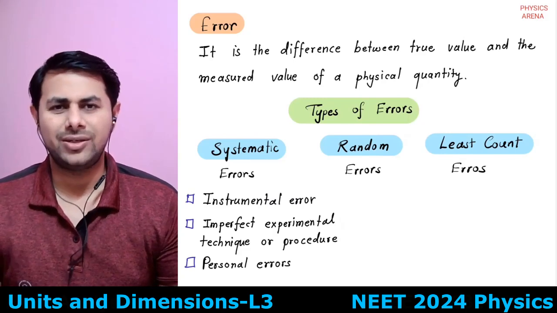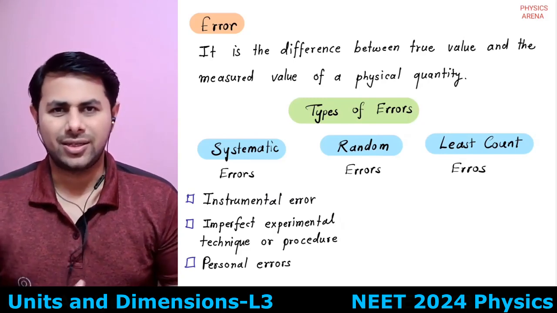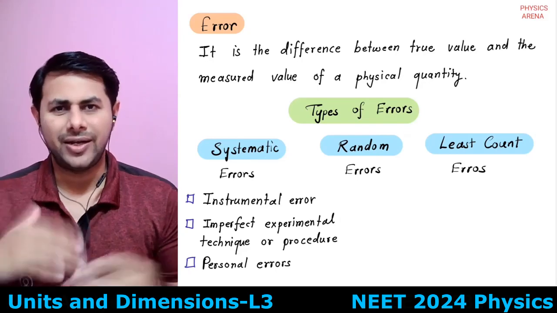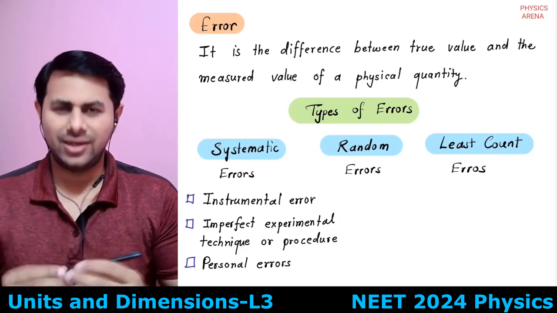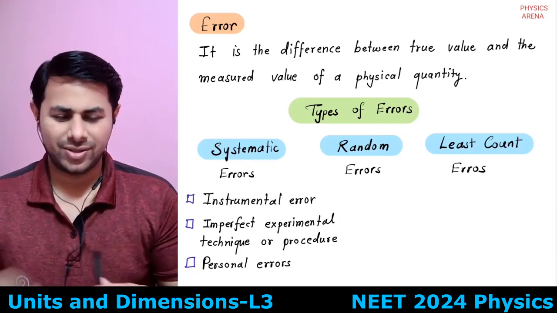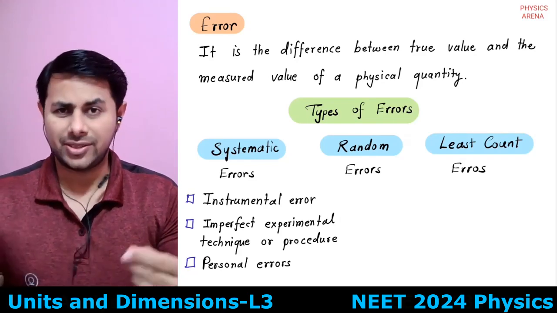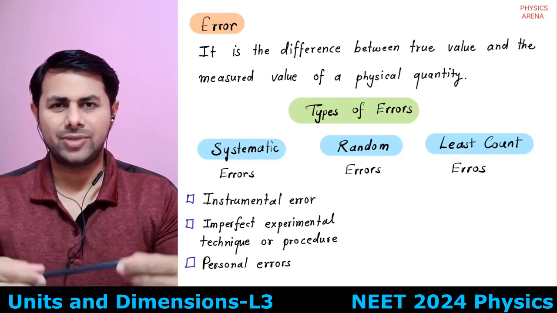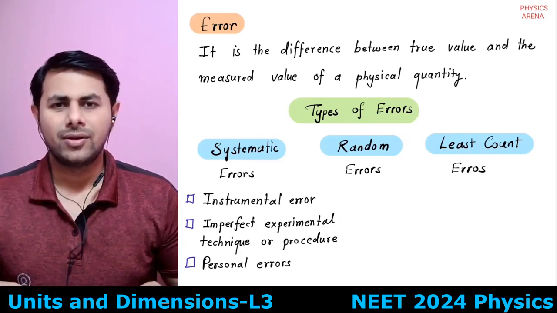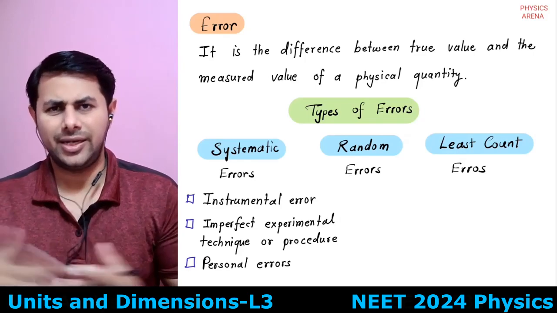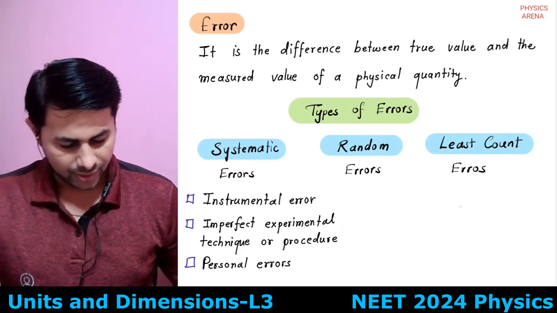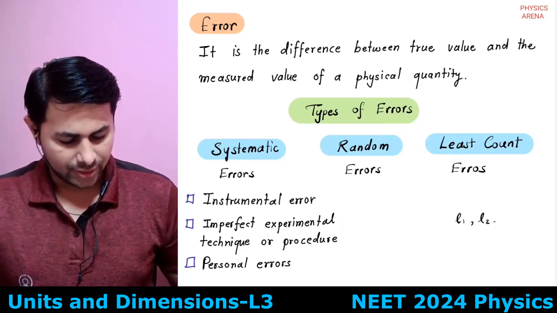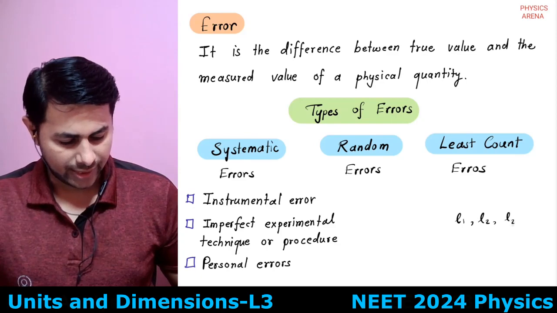So for an example, let's suppose I measure some quantity, anything. Let's say I measure my height, or let's suppose I measure, I give this example very often, length of this pen. Okay, so I take some tape, a meter scale, and I measure length of this pen. Then let's say I measure it for 10 times. Okay, so the measured values are L1, L2, L3, so on and so forth up to LN.